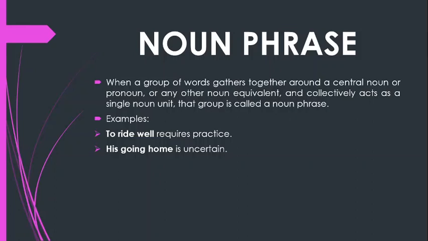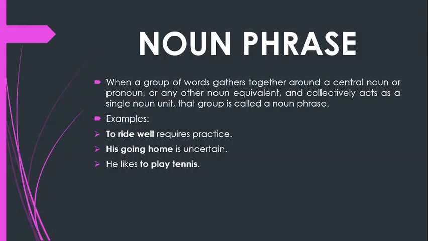What is uncertain? The answer is "his going home." Again, you may say that "going," a verb, is present there. And again, I am going to point out, though you already know, "going" is not in its finite form. It is in its non-finite form, the participle form. So therefore, it is again a noun phrase. "He likes to play tennis." He likes what? To play tennis.